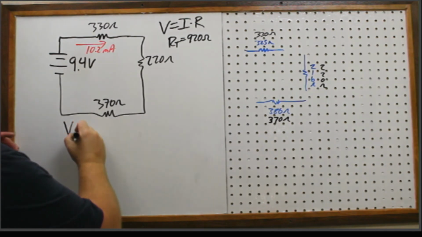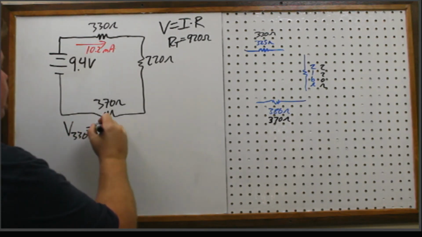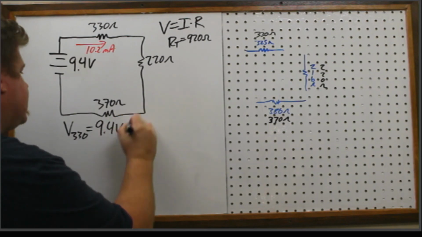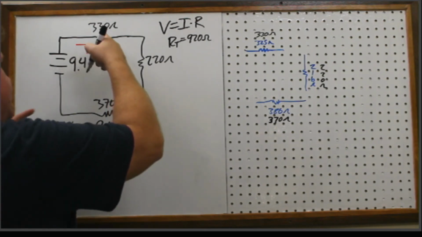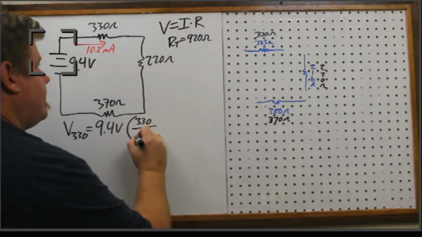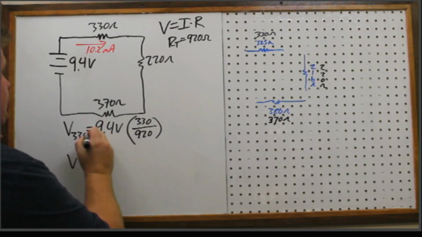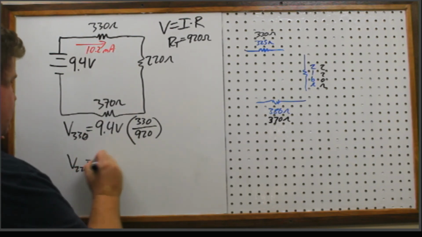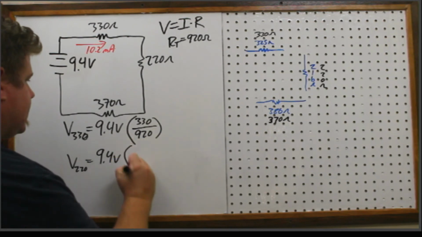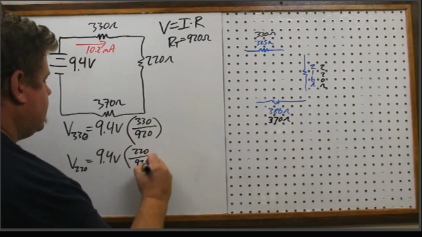So the voltage of the 330 is going to be, remember, it's the total voltage available times the ratio of the individual to the total resistance. So 330 ohms over 920. The second one, for the 220 ohm, 9.4 volts times, in this case, 220 over 920.